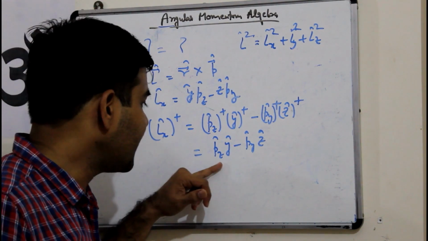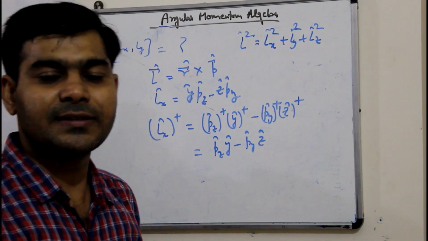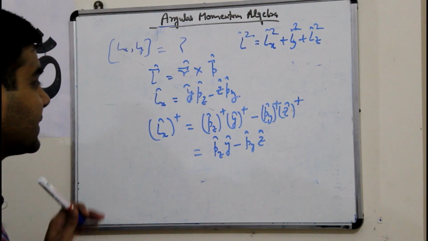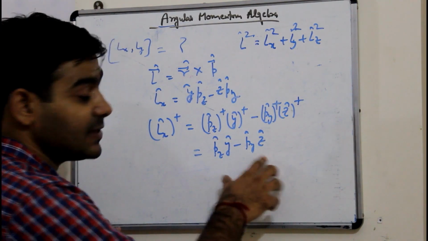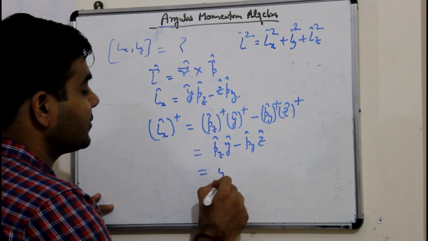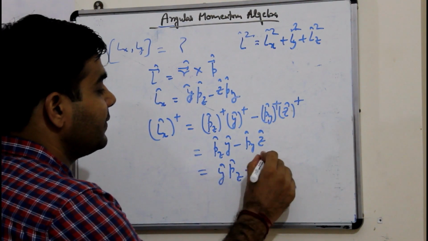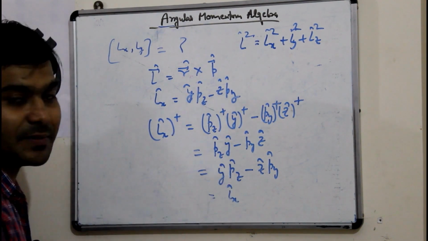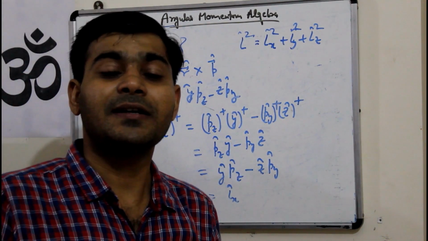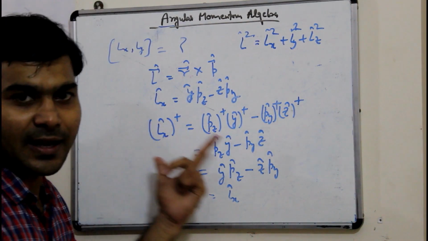These are totally in different directions. That means they don't talk to each other. They are simply independent operators. In a sense, they commute with each other. Similarly, py hat and z hat commute with each other. So I can write this as this, which is nothing but Lx hat. So Lx hat dagger is the same as Lx hat. It means Lx hat is a Hermitian operator. The same is true for Ly hat and Lz hat.